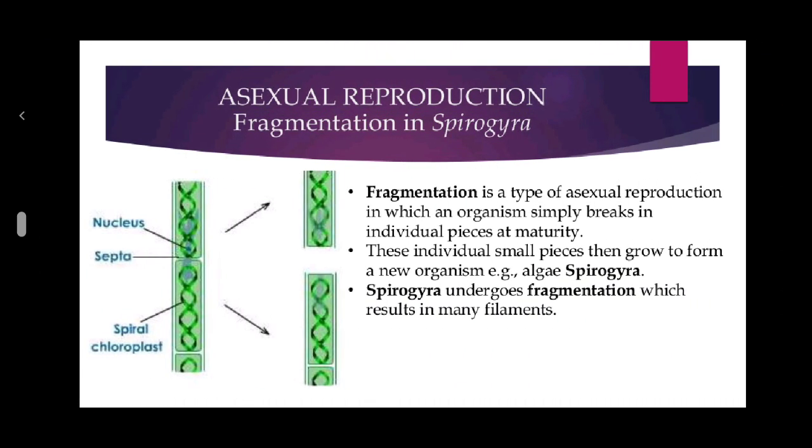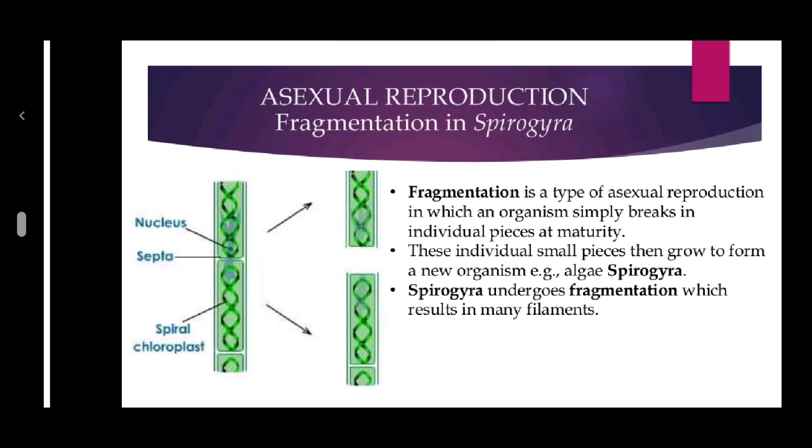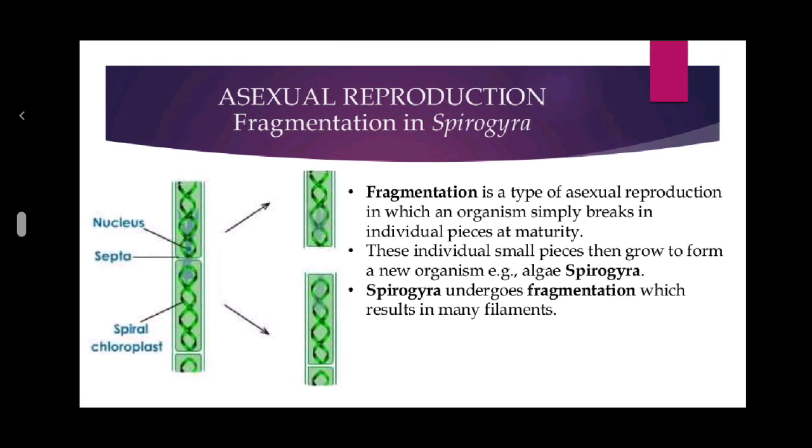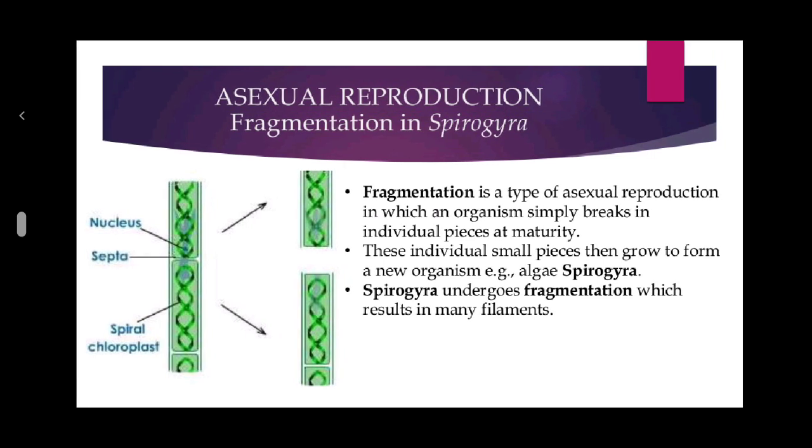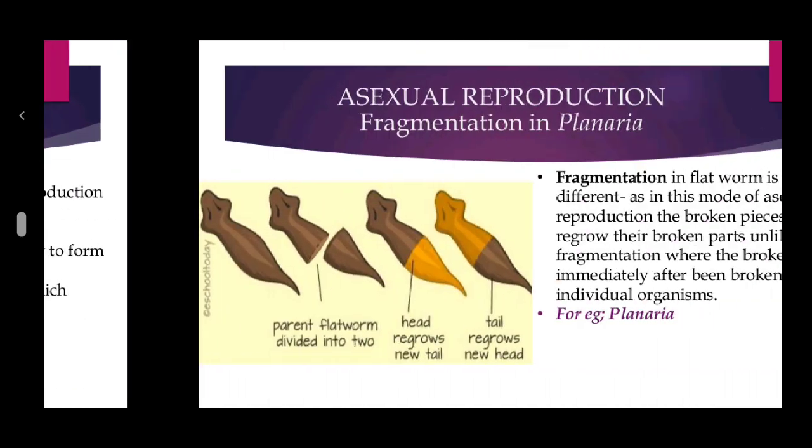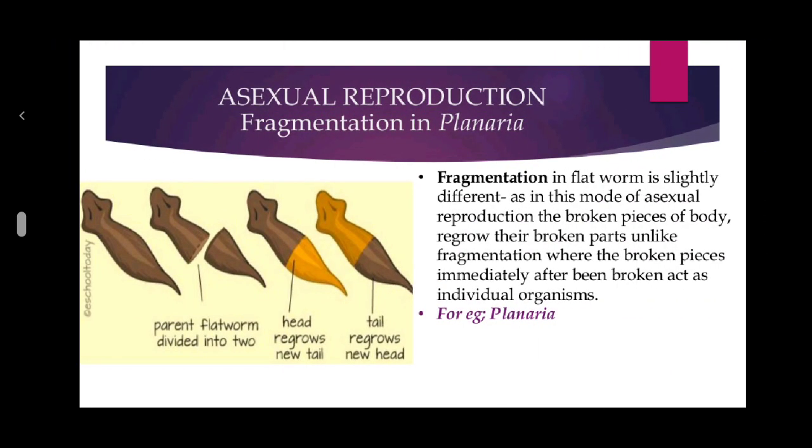Another kind of asexual reproduction is fragmentation. Fragmentation is a kind of reproduction in which the organism simply breaks when it gets matured. When the organism matures, it breaks into several pieces and each piece is able to form a new organism, and the best example of that is Spirogyra.